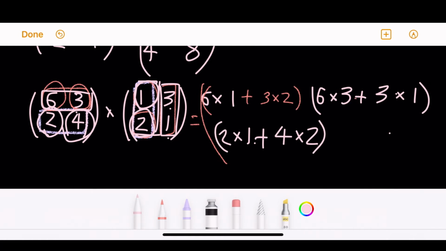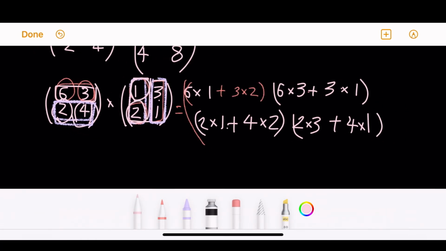And then here, lastly, we will have the bottom row with the outer column. So we have 2 times 3 plus 4 times 1. Now our last step would be to simplify this matrix.